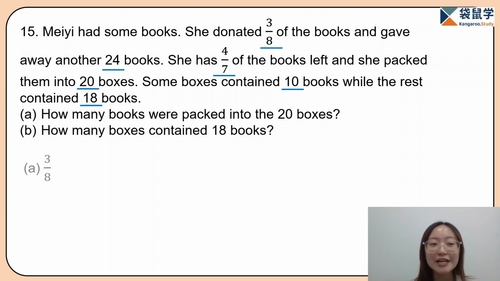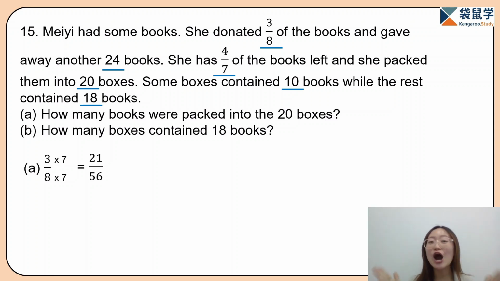So for the fraction of 3/8, we can make the denominator 56 by multiplying with 7. So what about the numerator? It will also need to be multiplied by 7. And this fraction will become 21/56. And now we will need to do the same for 4/7.